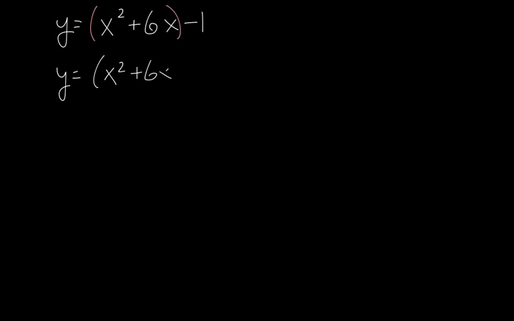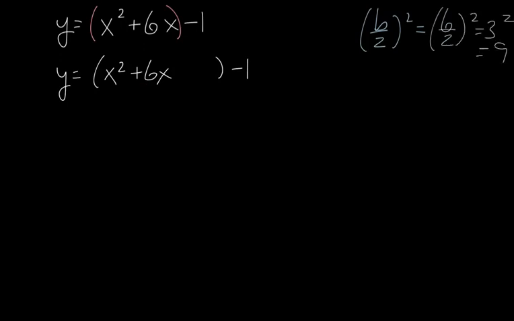So let's start off with something like x squared plus 6x minus 1. This is in polynomial form. We're going to write this in vertex form, and what we do is we group the x's and then we're going to complete the square within the parentheses. So within the parentheses we want to find b over 2 squared. B is 6. That's 3 squared, which is 9. So we're going to add 9 within the parentheses.